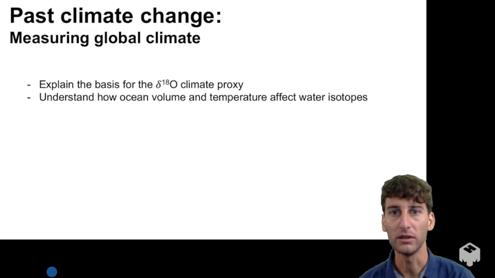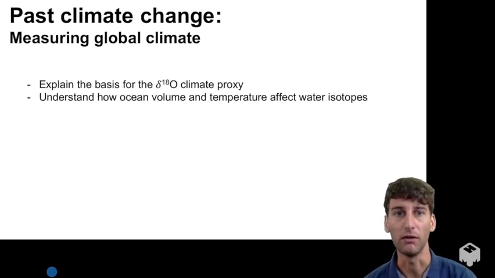In this video, we'll go through how and why the delta 18O proxy works. This is based on the isotopic composition of water that's then recorded in the calcium carbonate shells of plankton and these organisms called foraminifera, or forams. We'll walk through how and why this quantity reflects global ocean volume and temperature, and how this changes in a coherent way over things like glacial cycles.